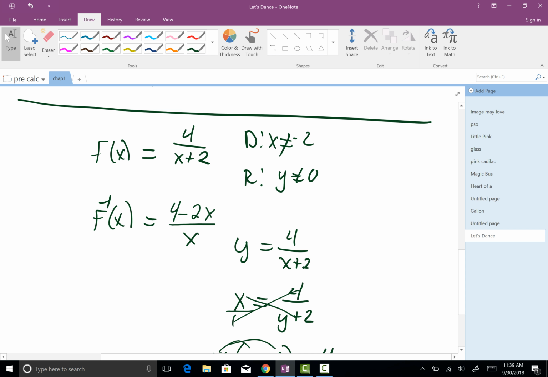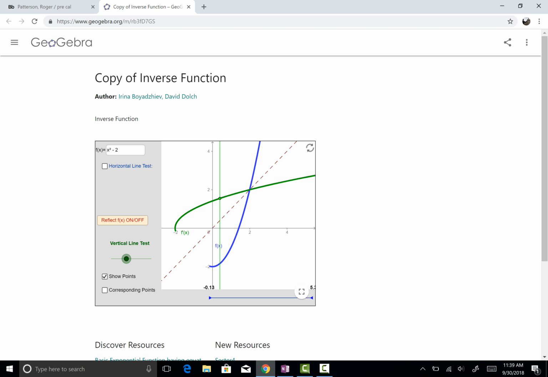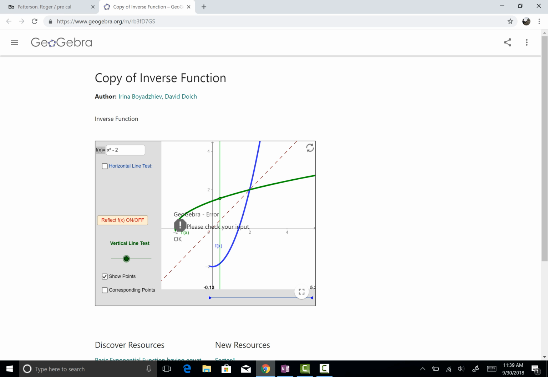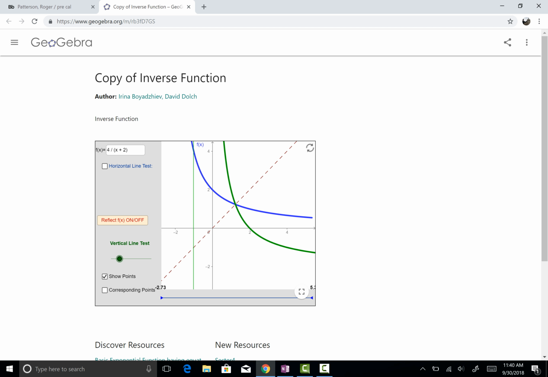Okay, so let's see what GeoGebra does with this. I don't know if we'll be able to pull this off, but let's give it a try. So let's see. I have to go back and try to remember what it was that I did. 4 over x plus 2. So I'm going to go 4 over x plus 2. Says I need to check my input. Okay, I'm trying. Okay, I got it to work. So here is the 4 over x plus 2.